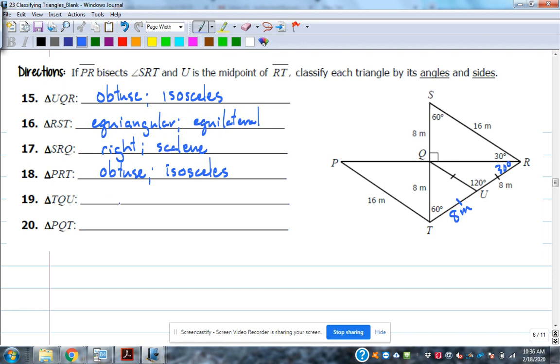So, equiangular and equilateral. Equilateral. And last one, PQT.